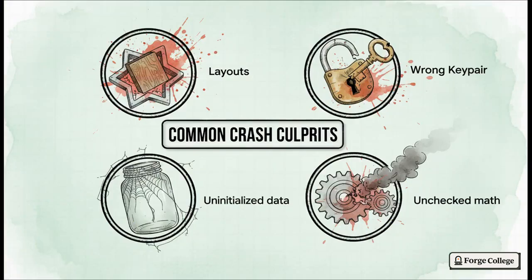Now, if you're wondering what usually causes these crashes in the first place, let me give you a rapid-fire rundown of the most common culprits I see when porting from EVM to SVM. Number 1, mis-serialized layouts. This is super often due to ABI encoding differences where the byte order or padding doesn't match what your Rust code expects. Number 2, wrong authority key pairs signing the transaction. Number 3, trying to read or write to uninitialized account data. And number 4, unchecked math causing a panic. For sure, check these 4 things first when your harness crashes.